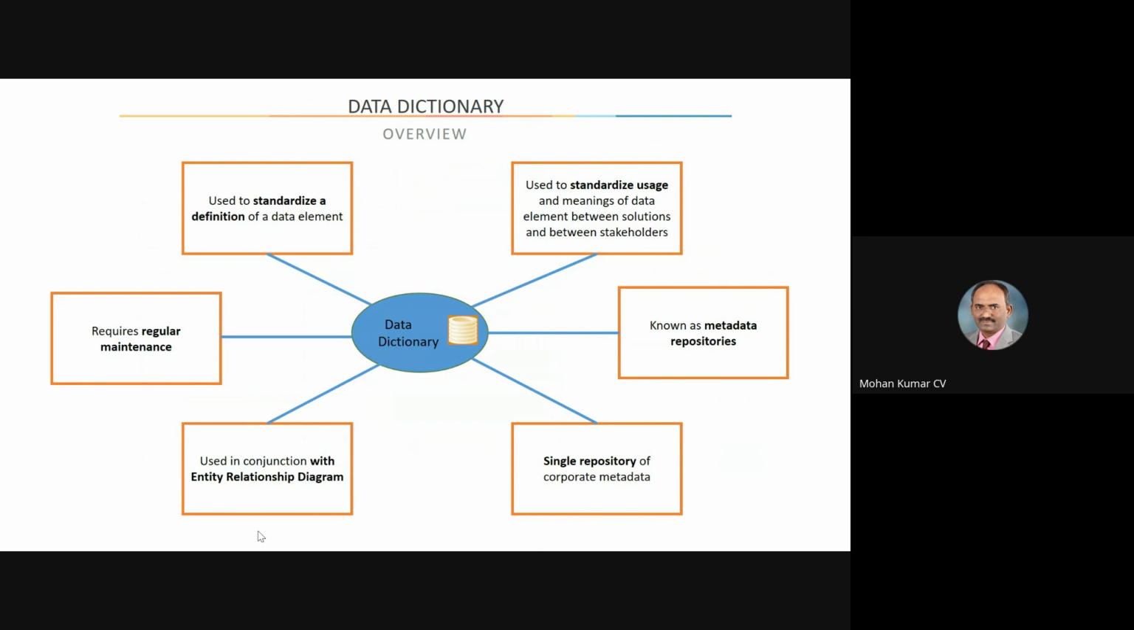That you may not understand by seeing the diagram itself. So for that, you need more details from the data dictionary, used in conjunction with the entity relationship diagram. That is the meaning. It requires regular maintenance. See, initially people will create a data dictionary, but they may not update it. If you don't update, it will be of no use. So you need to have regular maintenance for that.